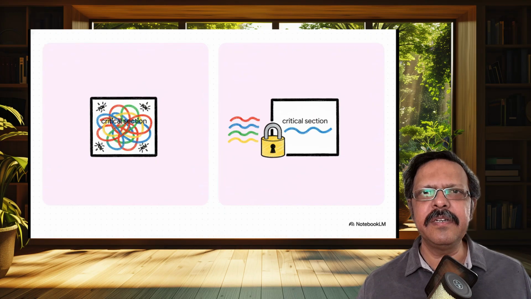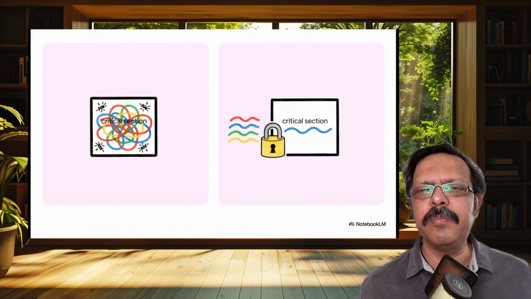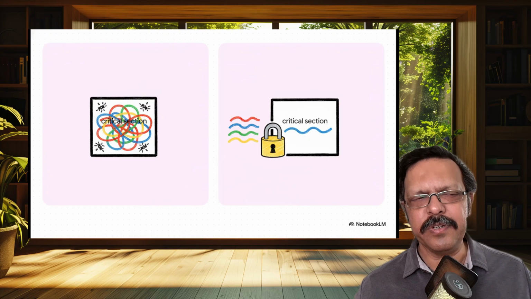So a critical section is a region of code that must be executed by only one thread at a time with respect to a particular resource. The goal is to ensure that the shared data remains consistent. A correct solution to the critical section problem must satisfy 3 important properties. One of them is mutual exclusion.